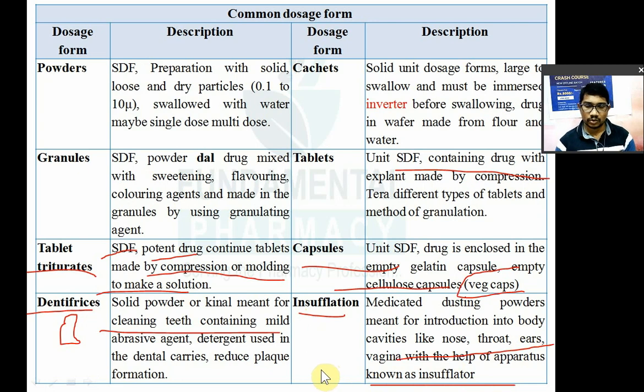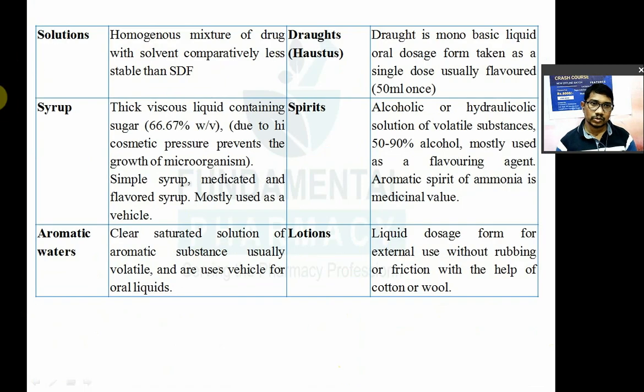Now solution, what does it mean? It is a homogeneous mixture of drug with a solvent and comparatively less stable than solid dosage form. Solution, what does it mean?